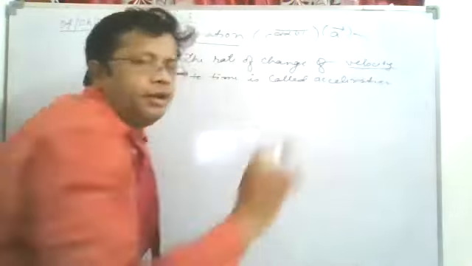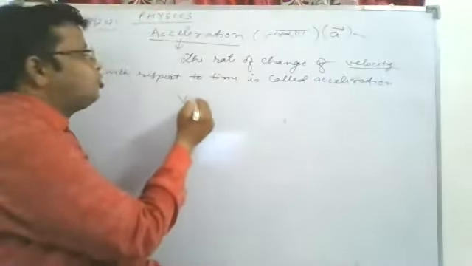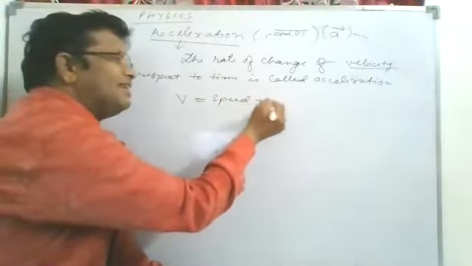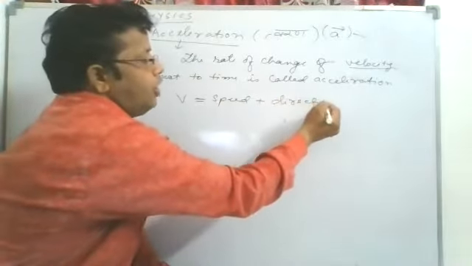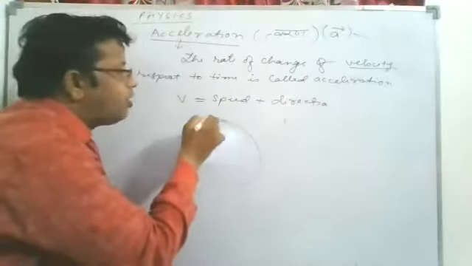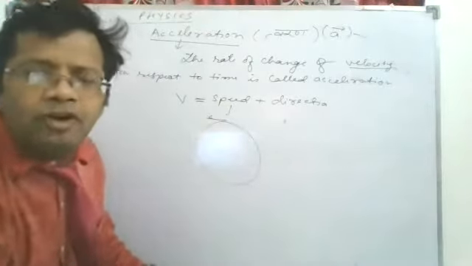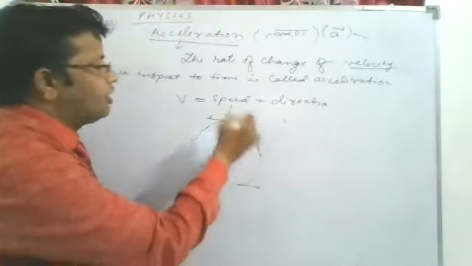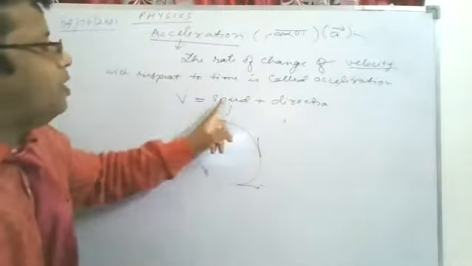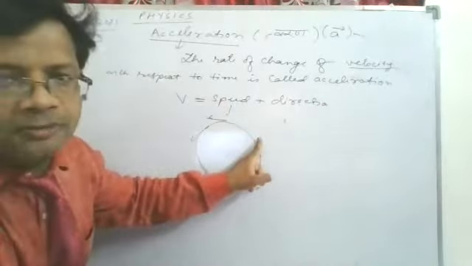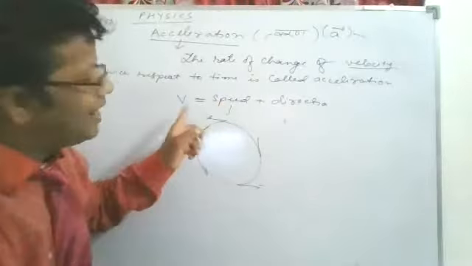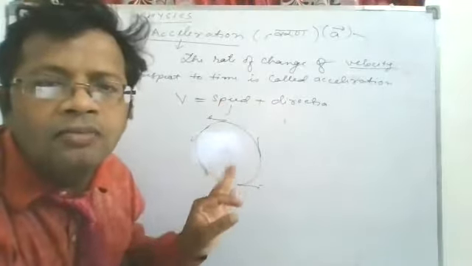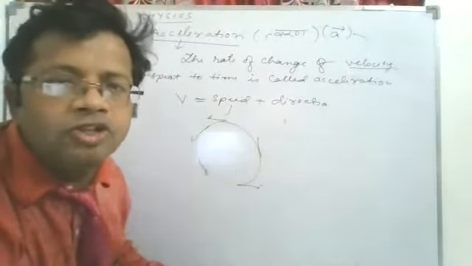Velocity, which I have just defined for you, consists of two terms: speed plus direction. So see here, if I'm moving in a circular path, your speed remains constant, for example 40 meters per second, but your direction keeps on changing. So acceleration occurs. This is an example of accelerated motion, where the speed remains constant but the direction changes.